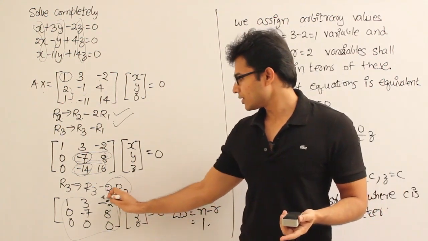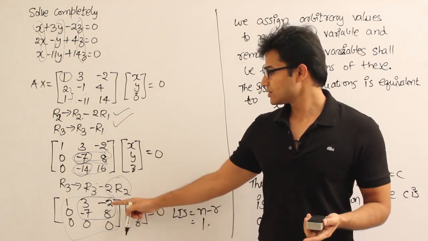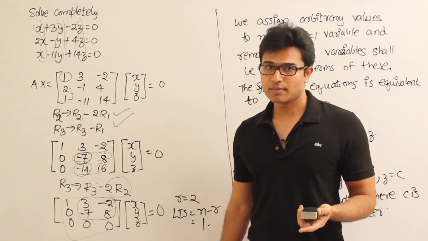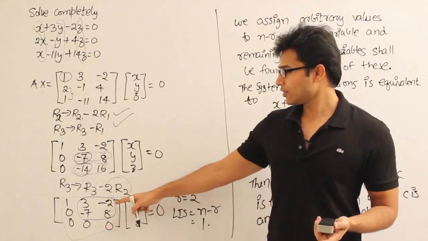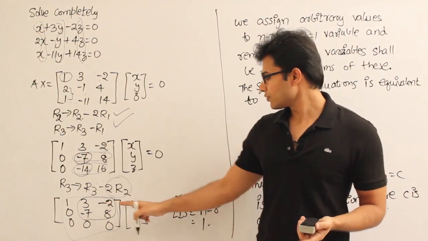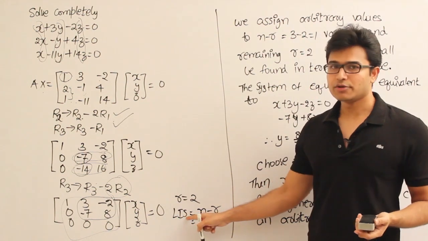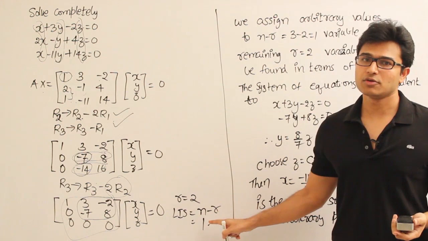You can even find it like this. See this part, see the determinant of that. Determinant is not equal to 0. Therefore, we are able to find a 2 by 2 square submatrix whose determinant is not equal to 0. Therefore, rank equal to 2. So we got rank equal to 2, and we know that the number of linearly independent solutions, LIS, equals n minus r, that equals 1.